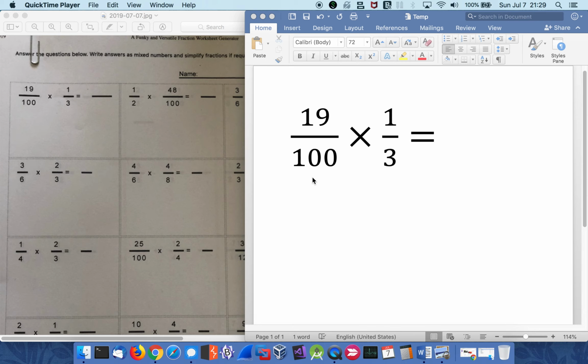Alright, let's see if this works here. Okay, so let's do the first one. We'll start with the multiplication because that's probably easier.